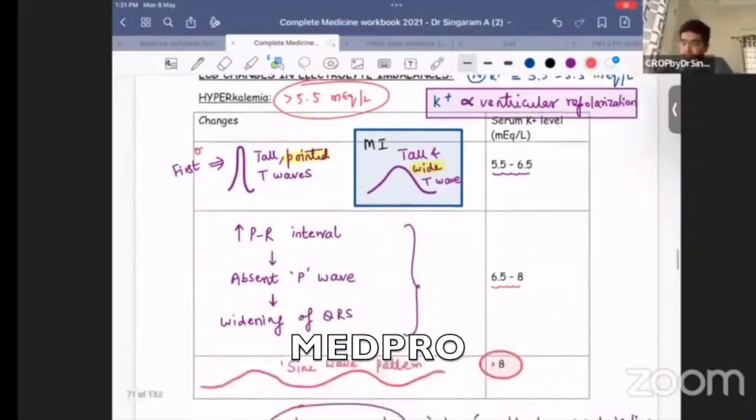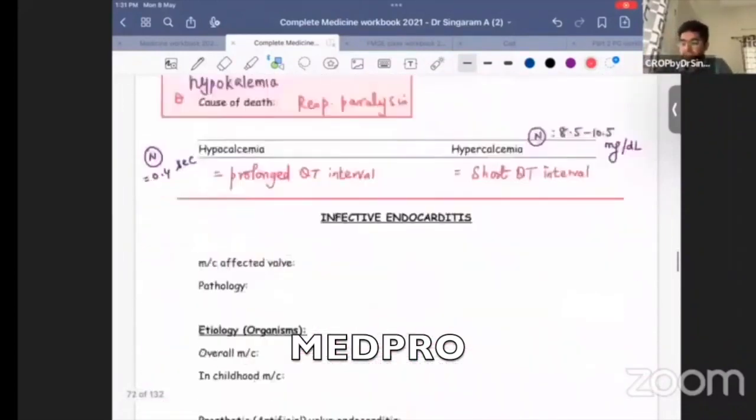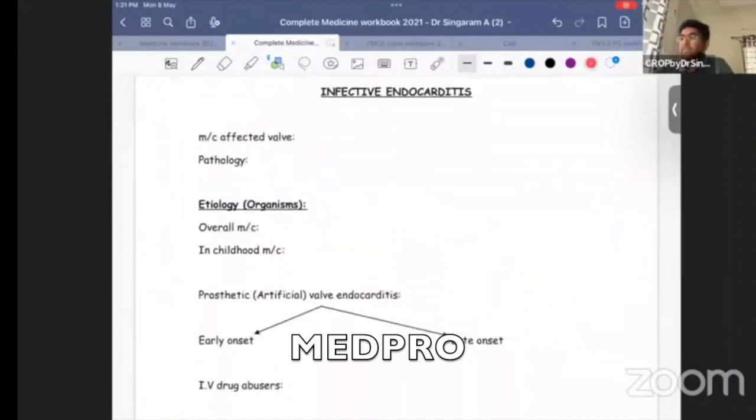Right, so now we will move on to the next set of disorders, which will be about infective endocarditis, one topic which we will discuss now, and then we will have the lunch break after that. So, infective endocarditis, something related to infections. Endocardium means the lining of the heart.